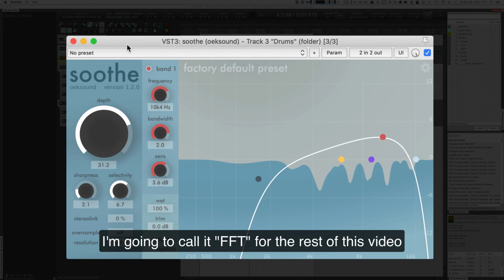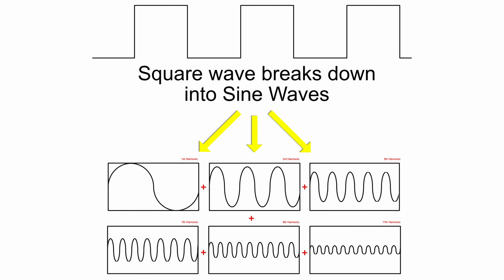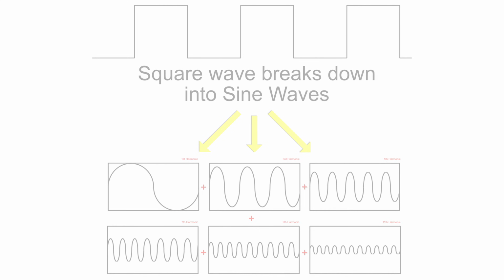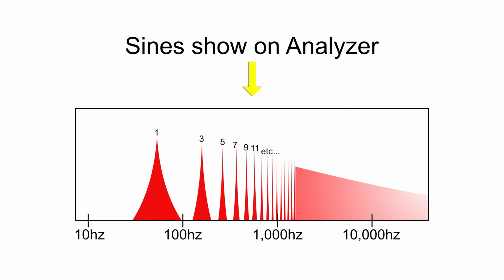But before we do that, we're going to talk about the discrete Fourier transform. So let's start with a simple square wave here. What is a square wave? Well, what you first need to know is that a square wave and any signal actually breaks down into a composition of sine waves. If you've ever looked at an analyzer in your DAW, then surely you've seen this.